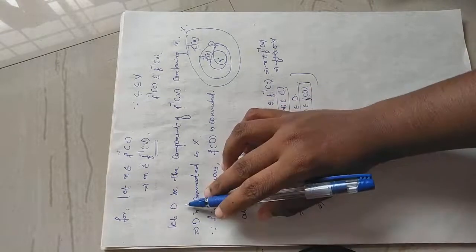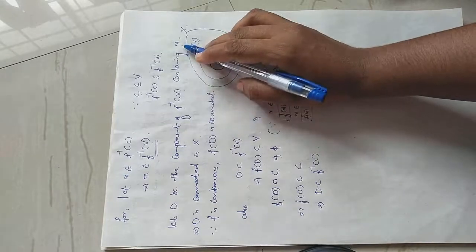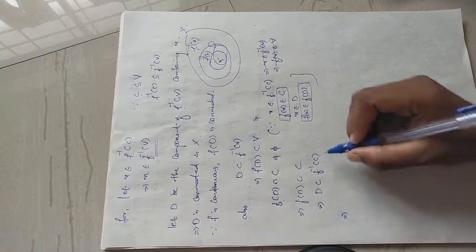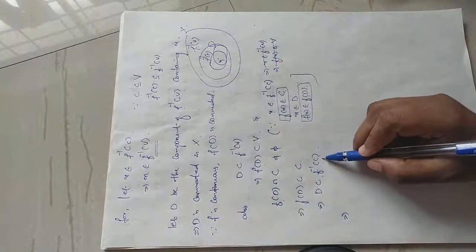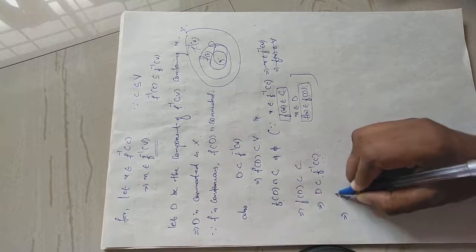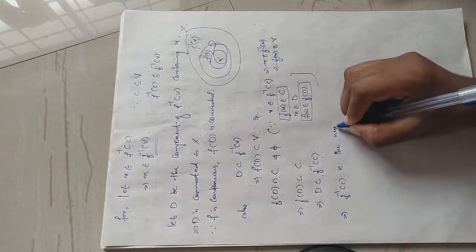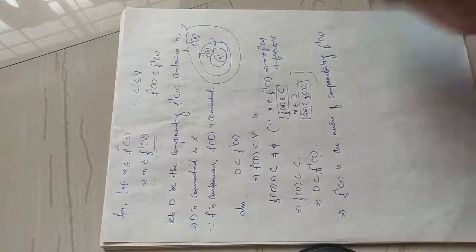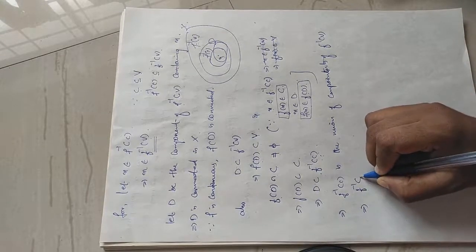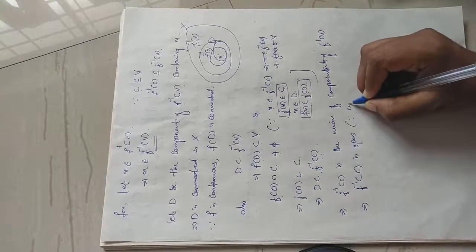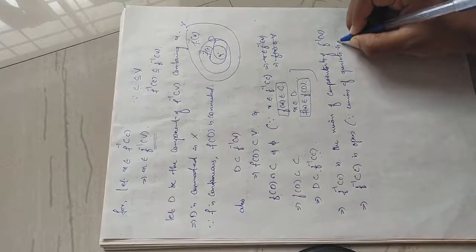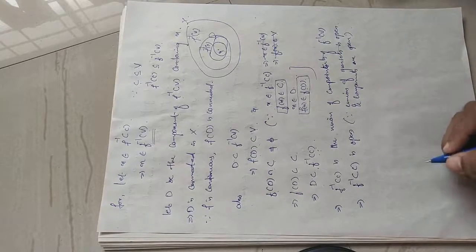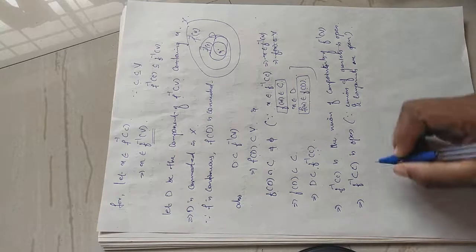So what do you get now? D is a component of f inverse of V containing the point x. Then D is contained in f inverse of C. Right? Which implies that any component of f inverse of V will be contained in f inverse of C. So f inverse of C is nothing but the union of components of f inverse of V. Which implies f inverse of C is open. Why? Since a union of open sets is open, and components of open sets are open. So using that idea, we get f inverse of C is open.